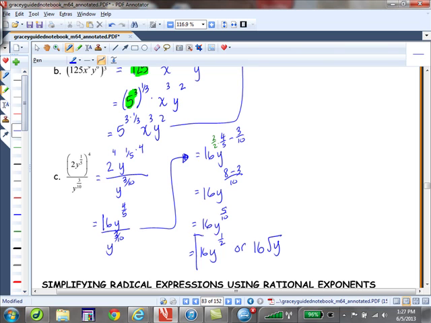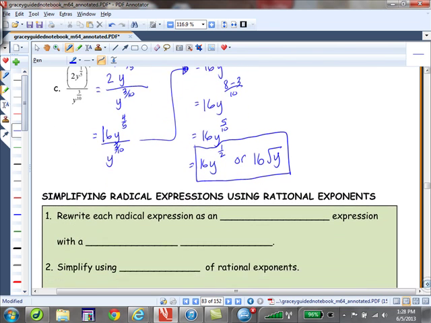Typically, you want to end up with what the problem started with. So if it had rational exponents, this guy here is probably the better answer, the first one. But these are equivalent. So read your directions carefully.